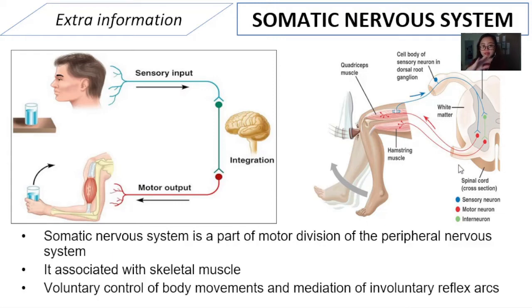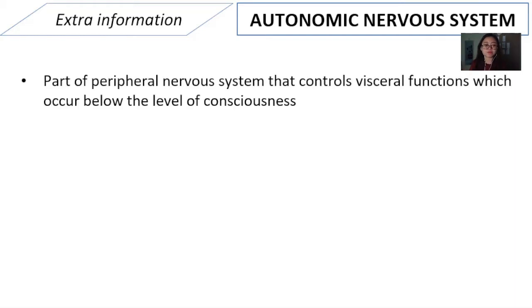If your leg doesn't kick right away, there might be something wrong within your somatic nervous system. So yeah, it controls all that stuff. And then that's it for the somatic nervous system. Moving on to the next extra information slide, we learned about the autonomic nervous system. So the autonomic nervous system is still part of the peripheral nervous system. It controls visceral functions which occur below the levels of consciousness. Visceral functions means things that occur inside of your body.